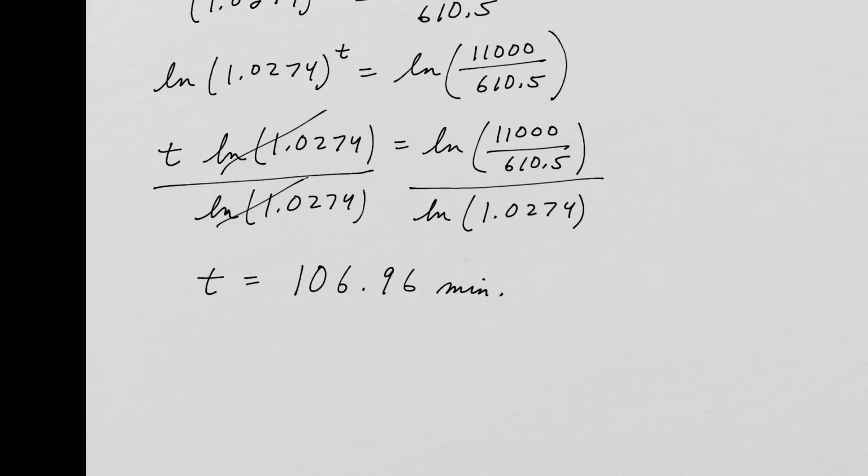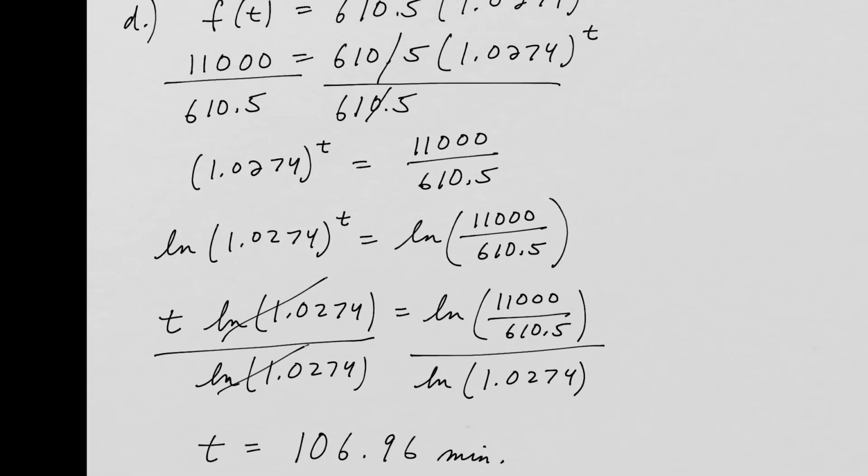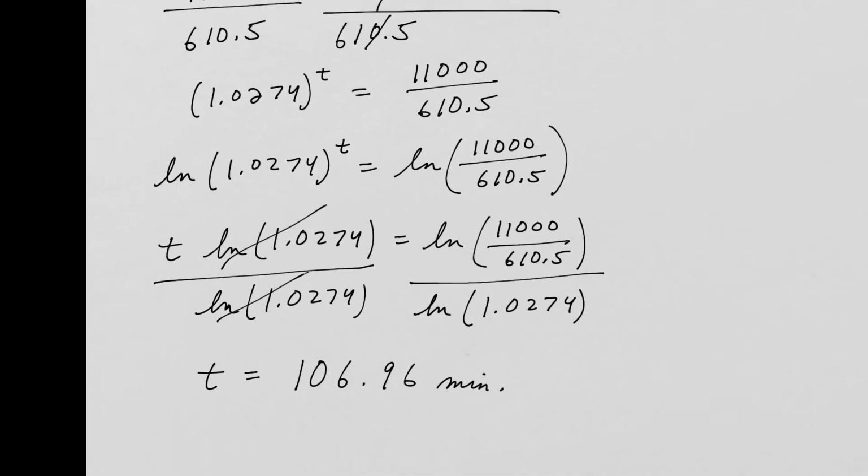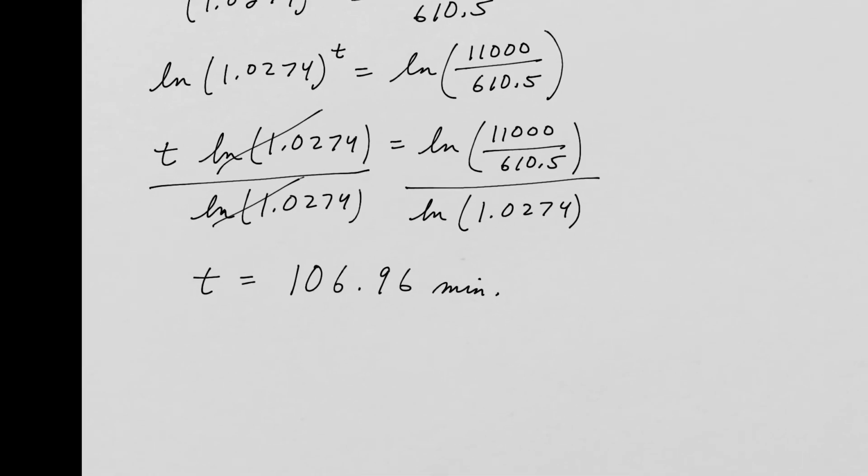Excellent. That makes perfect sense, right? Because we just said it must be a little bit more than 105 minutes, because in the previous problem we found that the count was 10,433 at 105 minutes, and we want to know when the count was 11,000. So we're getting something greater than 105, and it's only slightly greater, so that seems reasonable. That makes sense.